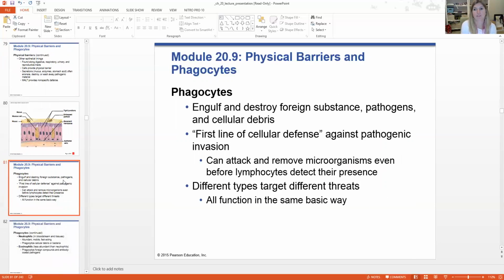Phagocytes are another non-specific defense. They engulf and destroy any foreign substance, pathogens, any cellular debris. They're the first cellular line of defense.